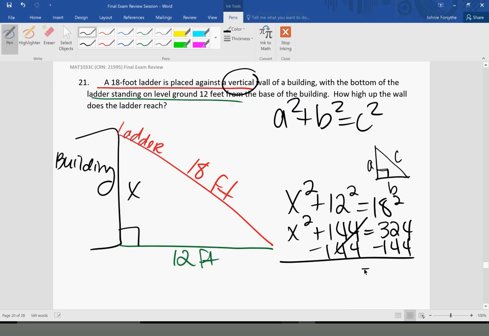324 minus 144 equals 180. So x squared equals 180. And to solve for x, I'm taking the square root. So x equals plus or minus the square root of 180. Let's put that in the calculator. The square root of 180 is going to be 13.416. So we'll say that's 13.42.